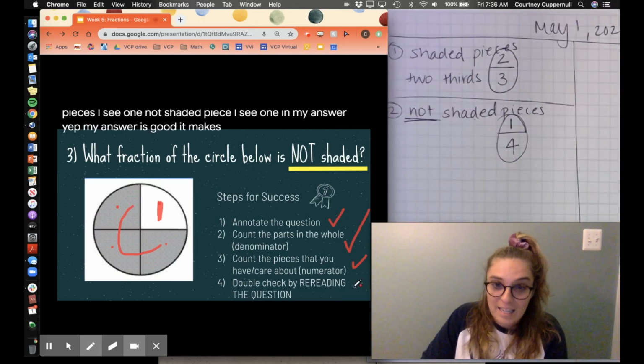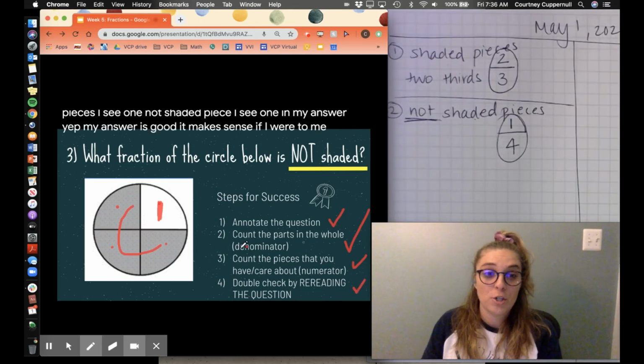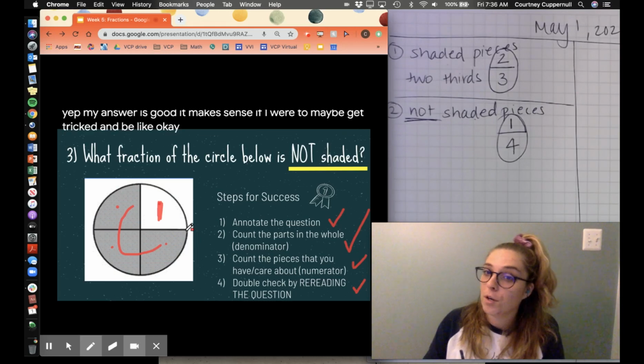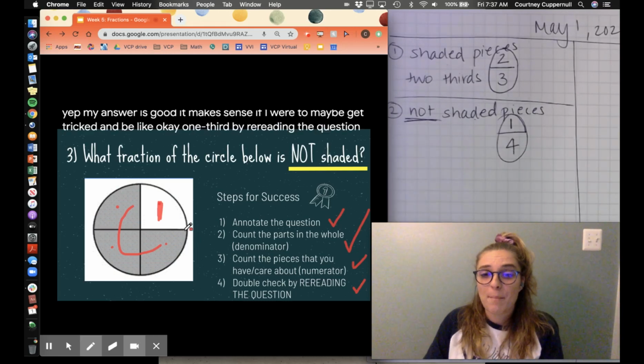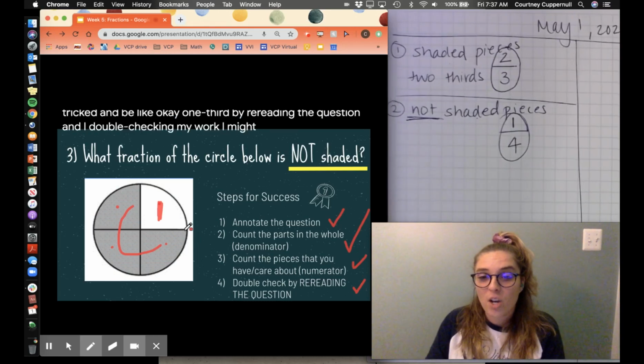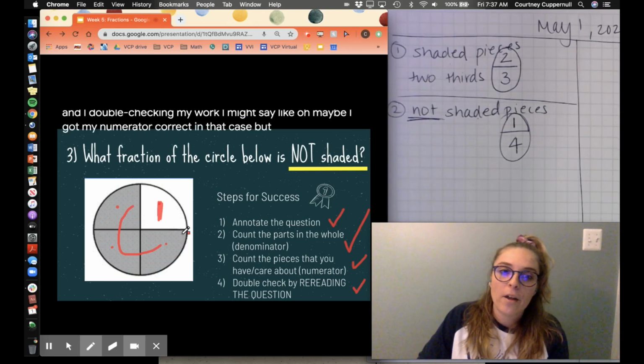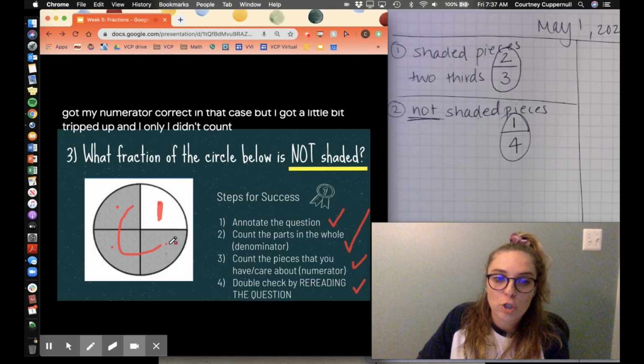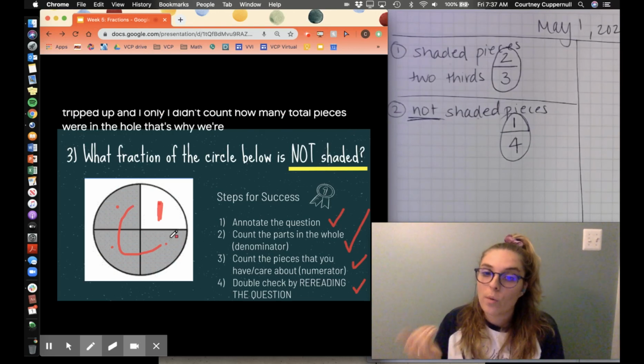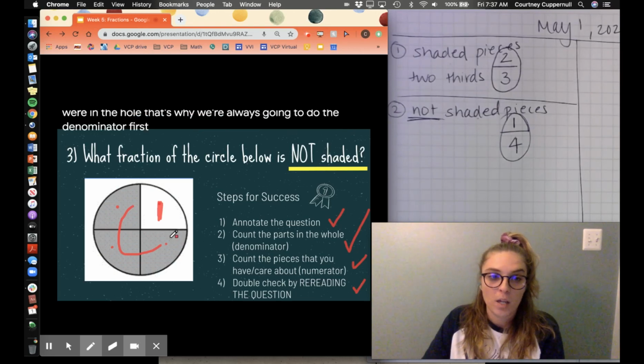It makes sense. If I were to maybe get tricked and say, okay, 1/3, by rereading the question and double checking my work, I might say, oh, maybe I got my numerator correct in that case, but I got a little bit tripped up and I didn't count how many total pieces were in the whole. That's why we're always going to do the denominator first.